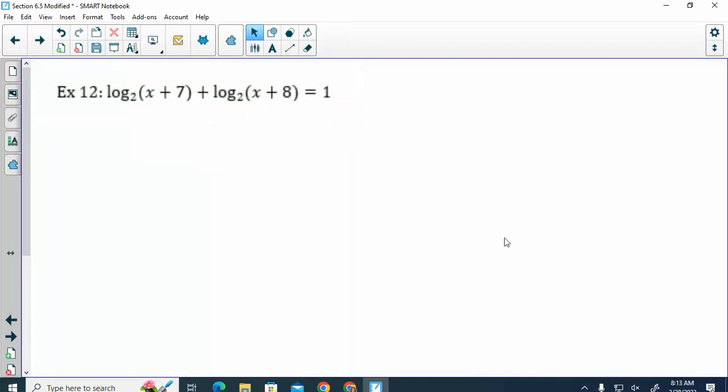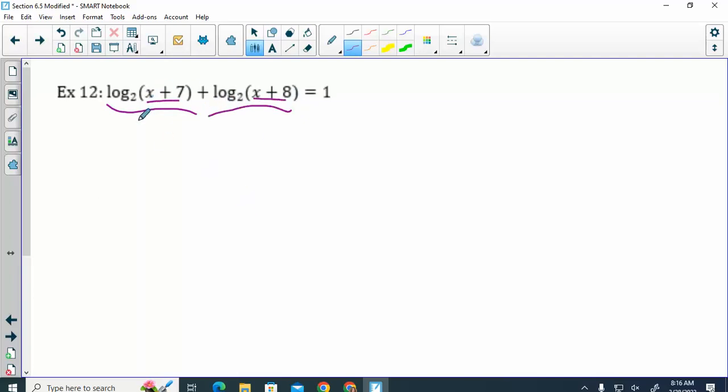Why don't you guys take a second and see how far you can get with this one? Which equation do you plug it into? The original. Yeah, you're making sure both of those are positive.